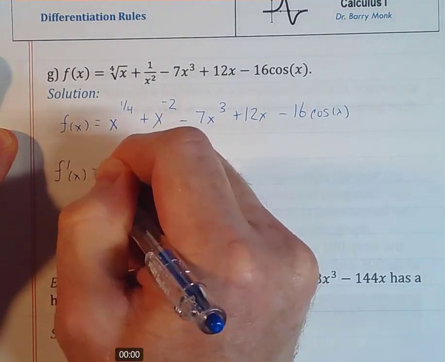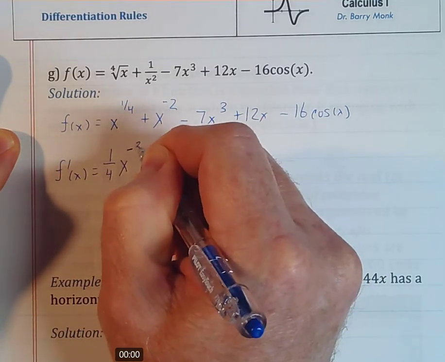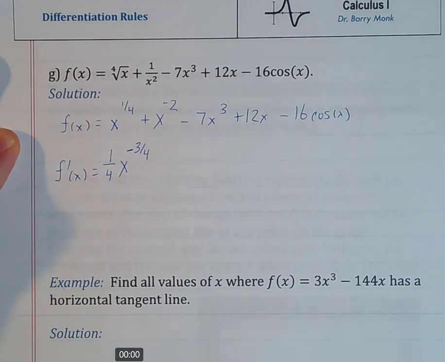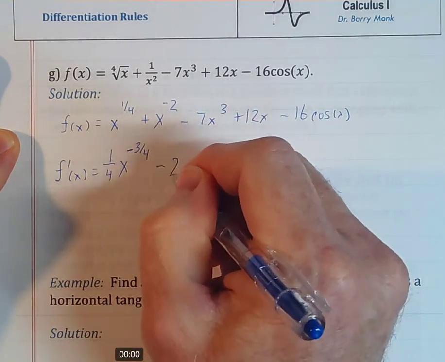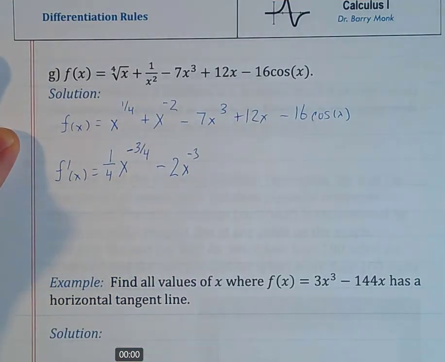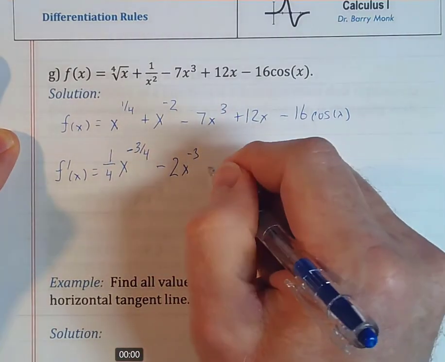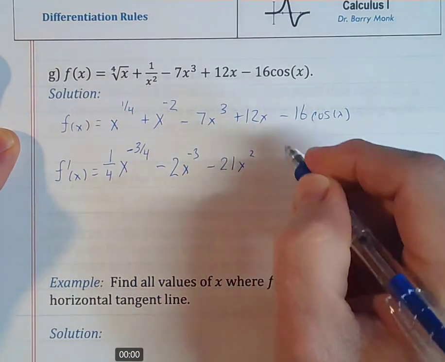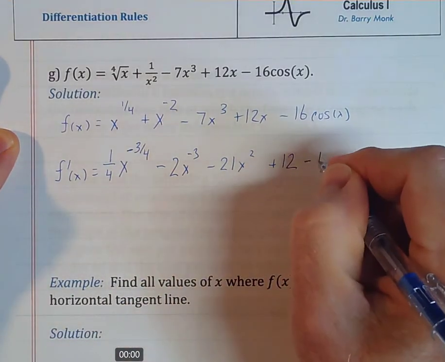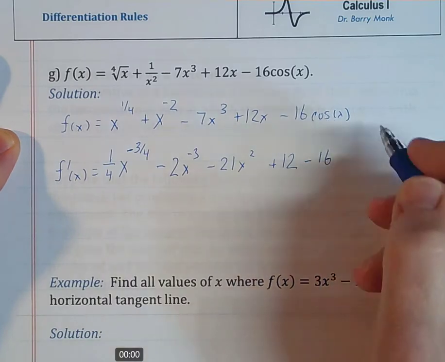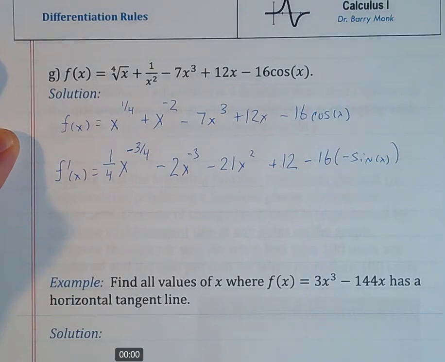But now I'm able to go in and find the derivative because I've got everything in the proper form. f prime of x is equal to, okay, I'm going to bring the 1/4 out front and subtract the exponent by 1. Let's see, I've got x to the -2. I'm going to take the -2 and bring it out front and subtract the exponent by 1. I've got negative 7x cubed, so the 3 comes out in front, giving me negative 21x squared. 12x is just a constant times x, so that's going to give me 12. The negative 16 is going to stay where it is, and the derivative of cosine is negative sine x. So we've done the derivative.